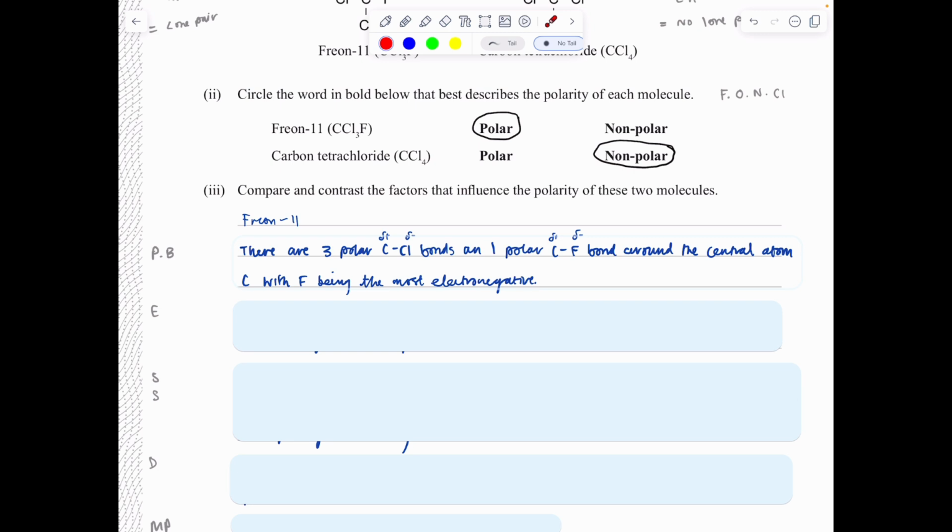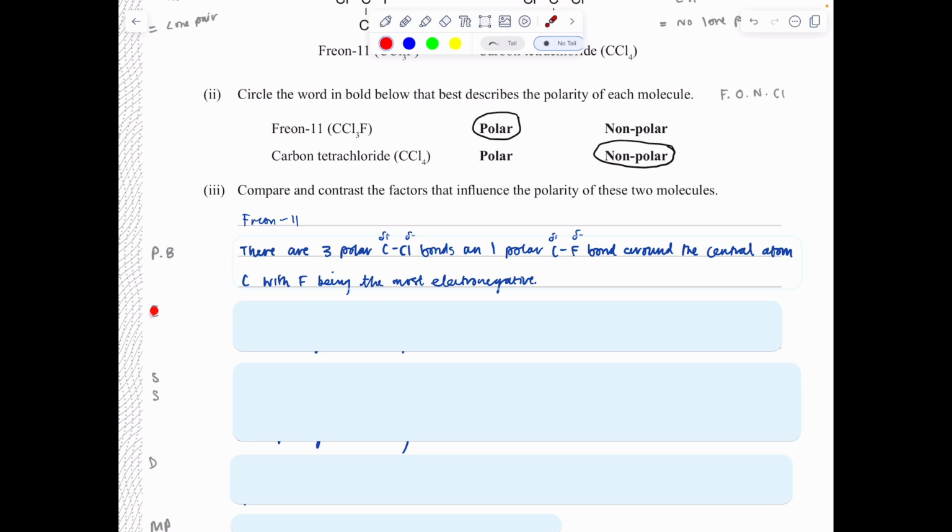1 polar C-F bond around the central atom carbon, with fluorine being the most electronegative. I personally like to add the little dipoles just to show the marker that I know my stuff, okay? And being really specific on what's more electronegative as well.